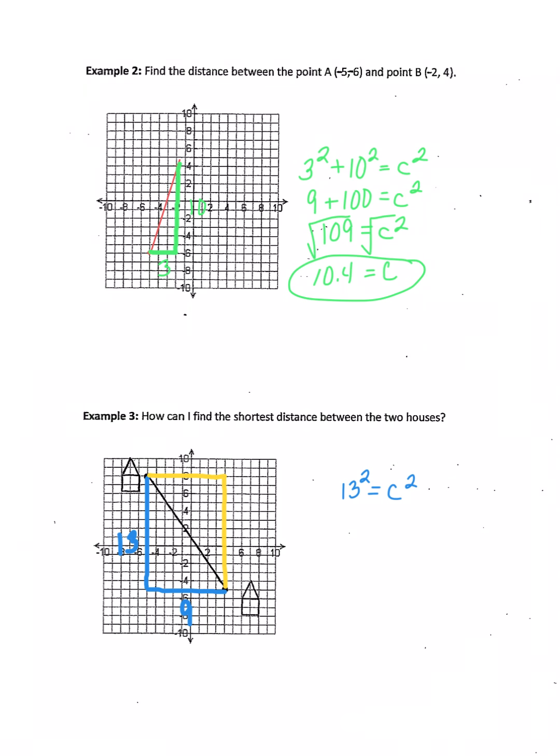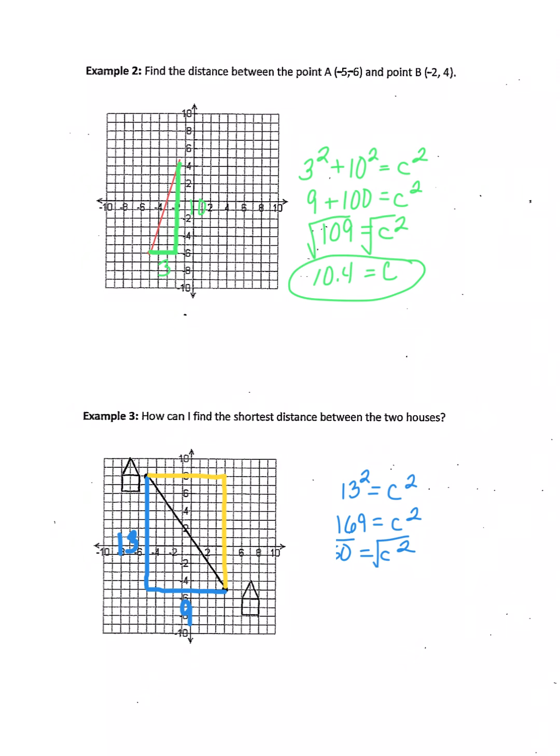9 squared is 81. 13 squared is 169 equals c squared. Anytime you need a calculator, use it. Then we're going to add 81 and 169, and we get 250 equals c squared. And my last step is to take the square root.